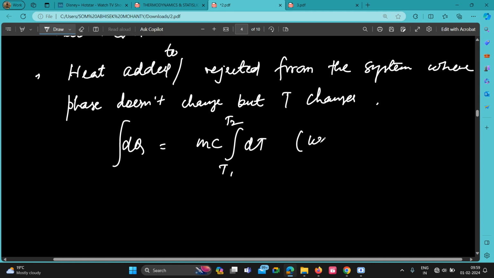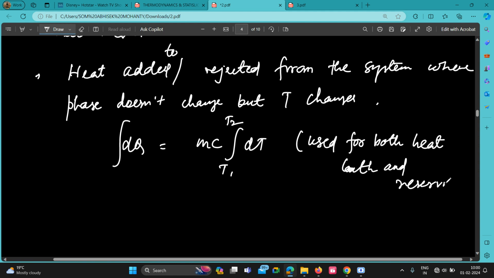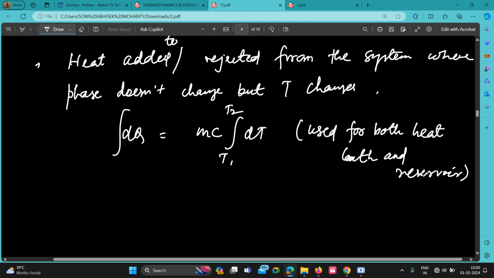This is used for both heat bath and reservoir. This is when the phase is not changing, only the temperature is changing.